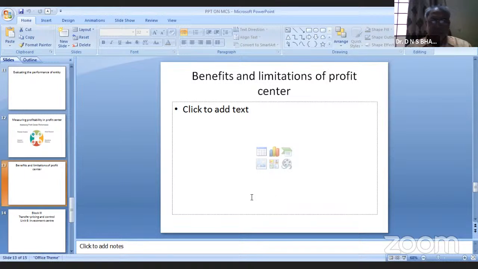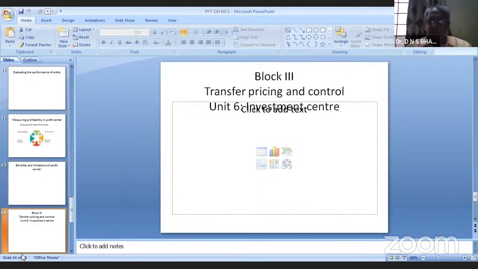So this is the end of unit number 5, and also Block 2 is complete. Now in Block 3 we need to start transfer pricing and control mechanism. In unit 6, we are going to talk about the investment center. This part we will take up in the next class.